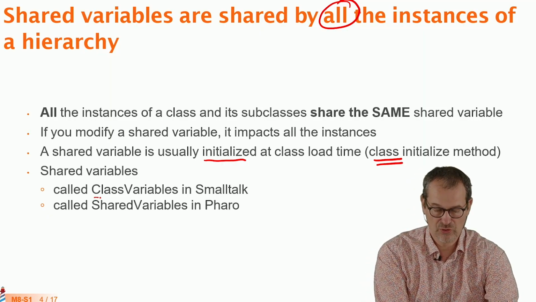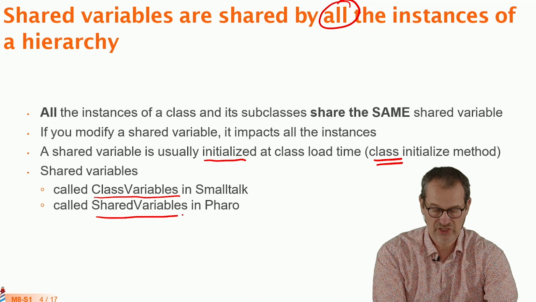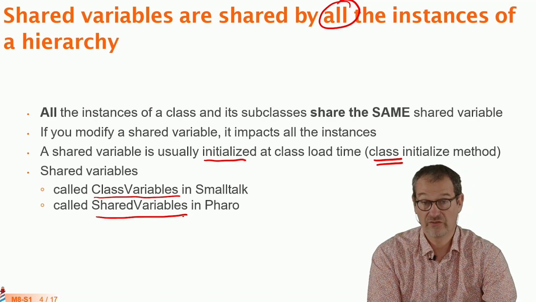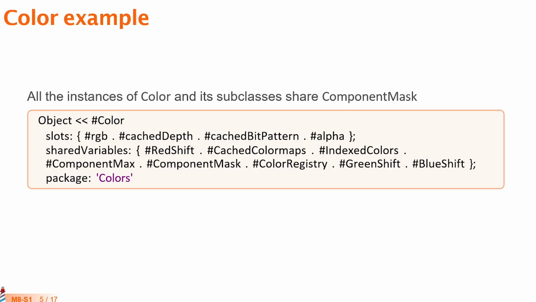And this is what I said. In Smalltalk, this is called a class variable, and in Pharo, we call that shared variable because they are shared. Let's look at an example. So if we look at the class Color in Pharo, the class Color inherits from Object. It has an RGB, so this means that each color has a red, green, blue element and alpha. But you have also constants that are basically defined as shared variable.